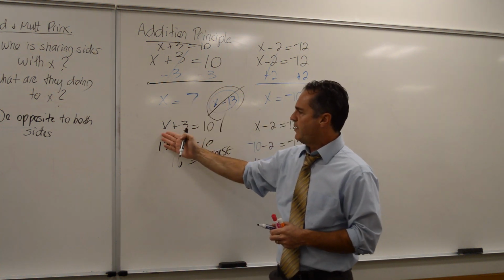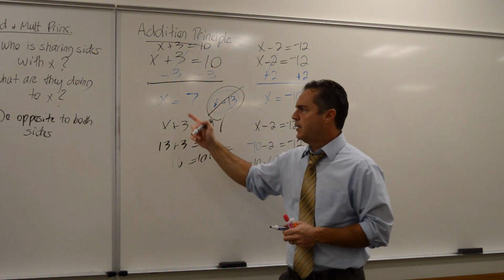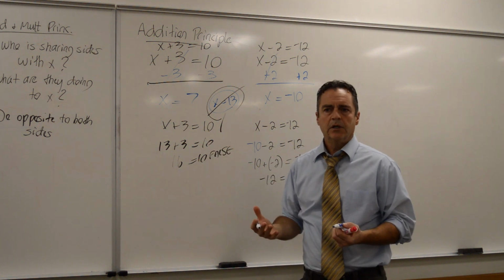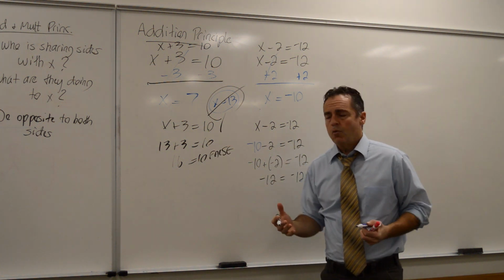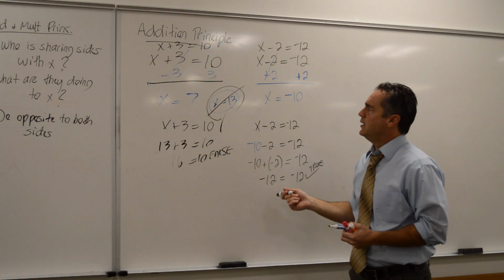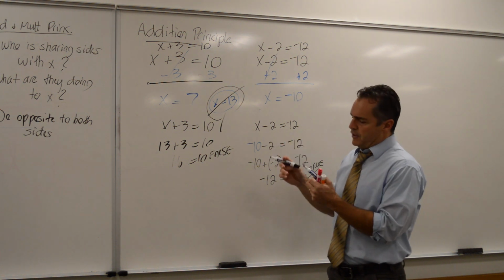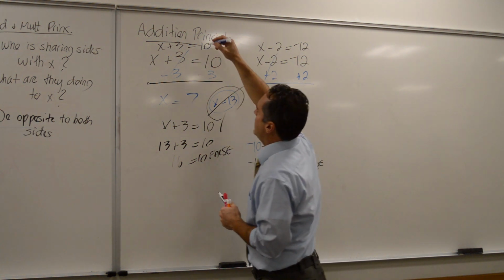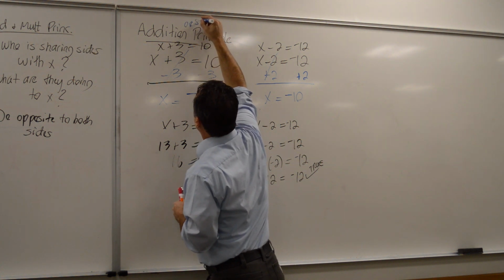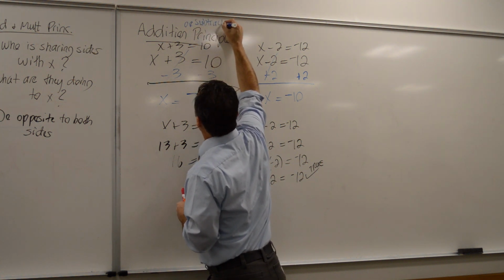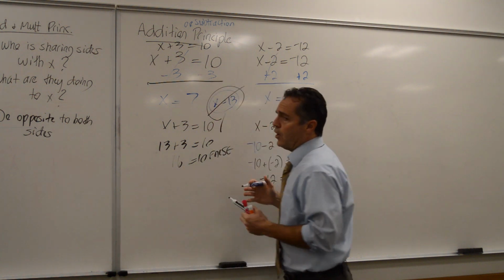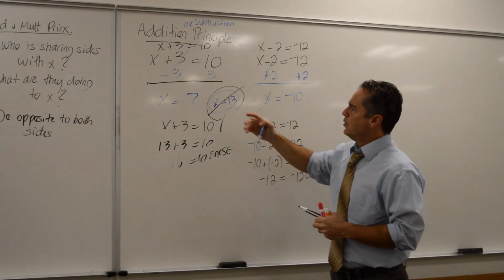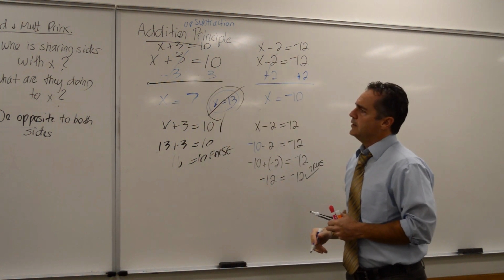Plug 7 back in. 7 plus 3 is 10. 10 equals 10. This is your true answer. So the cool thing about solving is we can always plug our answers back in and check them. Now the addition principle could aptly be named the addition or subtraction principle. It is not called that. It's called the addition principle. But notice here we are adding things, here we're subtracting things.